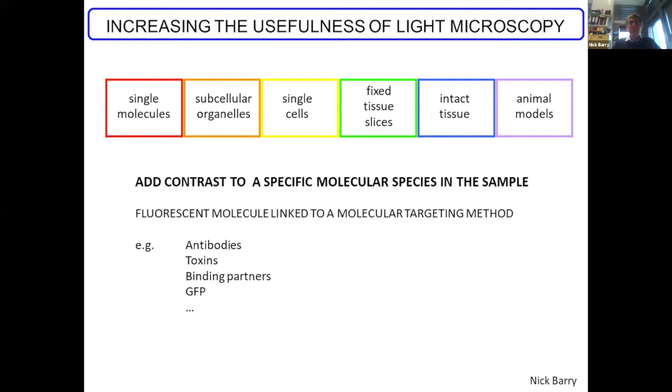And normally we put in a molecule that has some sort of targeting function, such as antibodies or naturally occurring toxins or binding partners or actually just GFP, for example. And each of those staining molecules has a fluorescent moiety attached to it as well, so that we can light it up. And that way we can get molecular specificity.